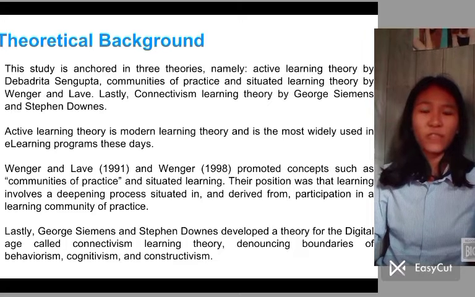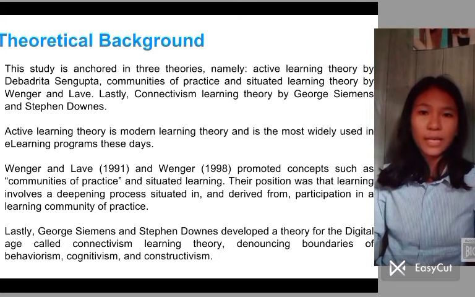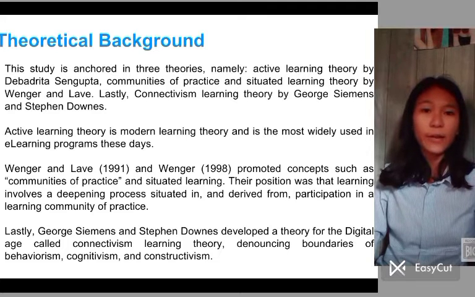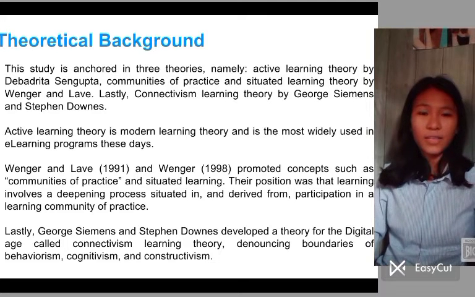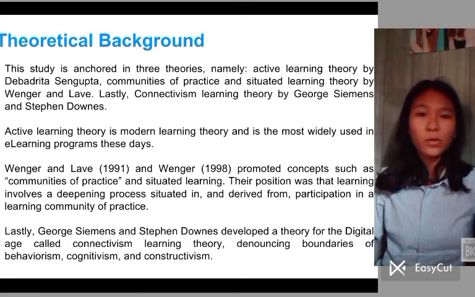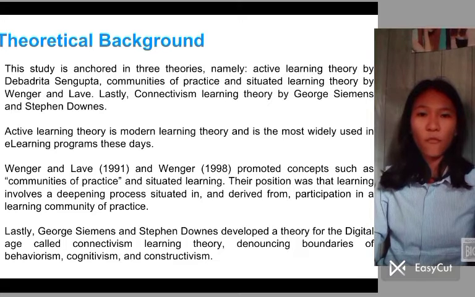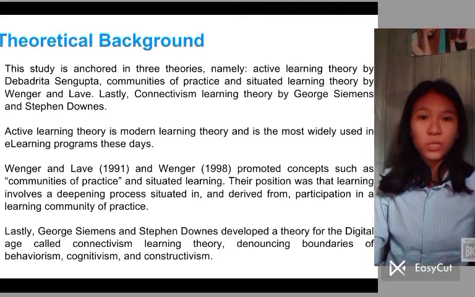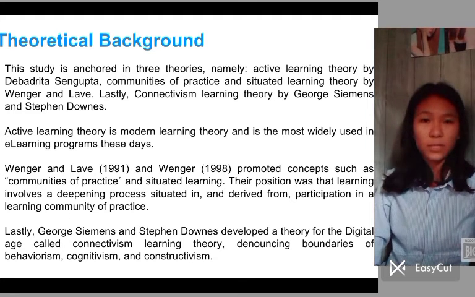First, we have the active learning theory. Active learning theory is a modern learning theory and it is the most widely used in e-learning programs these days. Second, Wenger and Lave in 1991 and Wenger in 1998 promoted concepts such as communities of practice and situated learning. Their position was that learning involves a deepening process situated in and derived from participation in a learning community of practice.